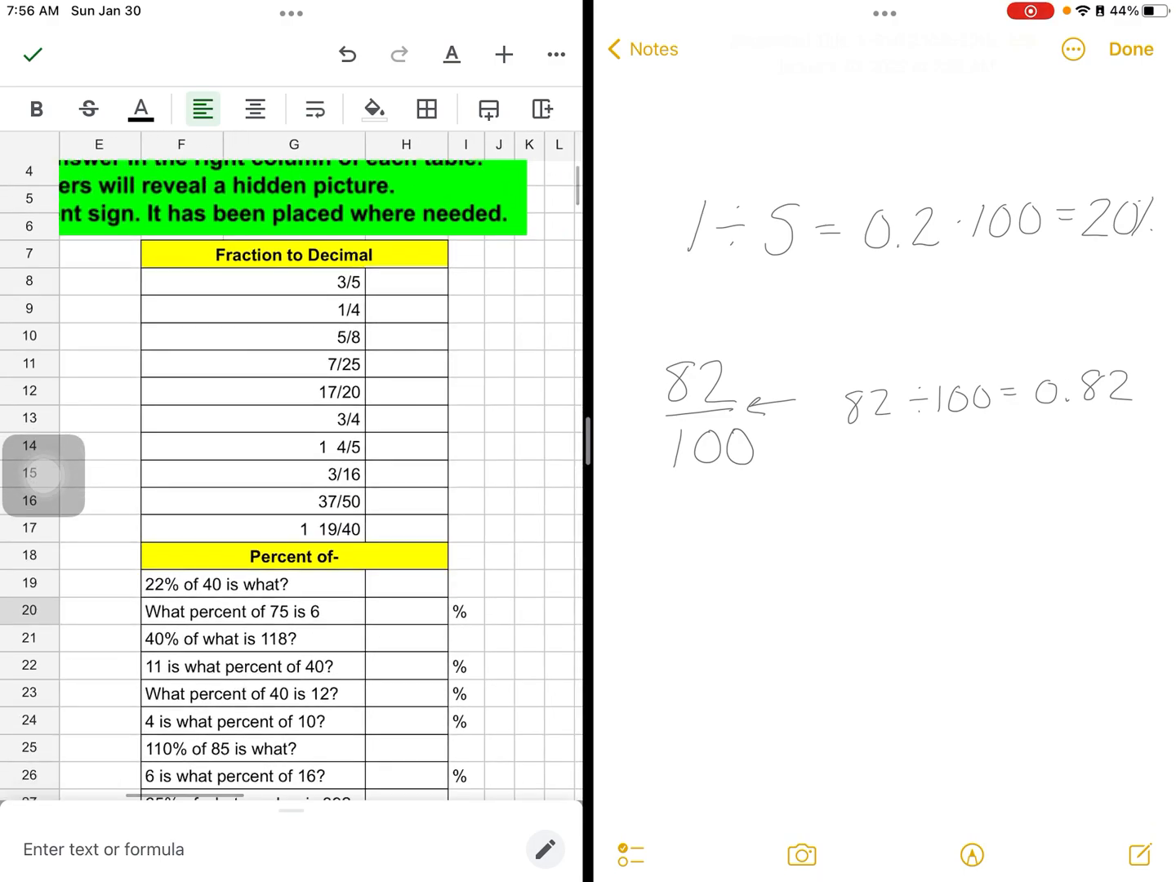Fraction to a decimal. Well, we just have been talking about how to turn a fraction to a decimal. The fraction bar means to divide. So again, you would just do 3 divided by 5. And whatever decimal you got, that would be the decimal that you enter in.